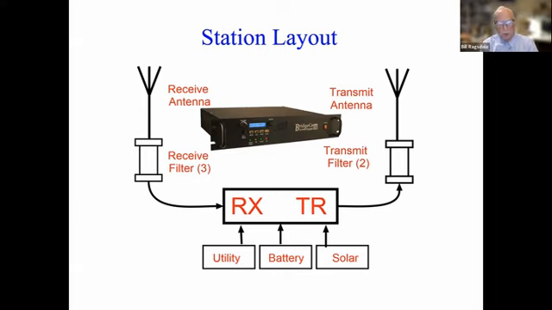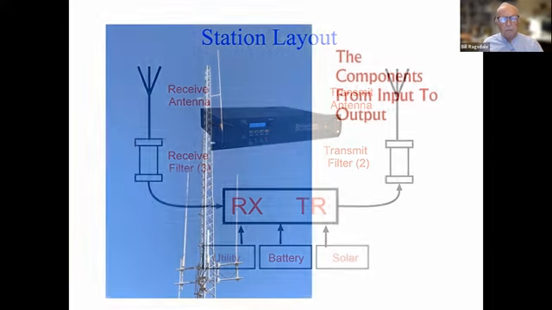At the bottom, we see our power sources. We are using utility power from Pacific Gas and Electric. We have a deep discharge battery that has about a 5-day supply of power for us, and then we have solar charging for that assembly.